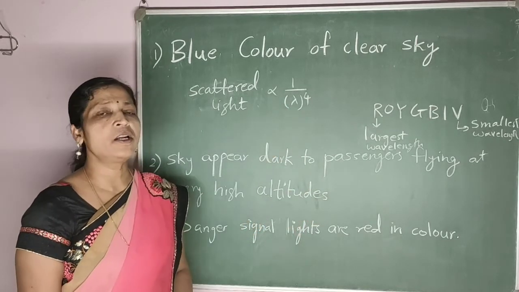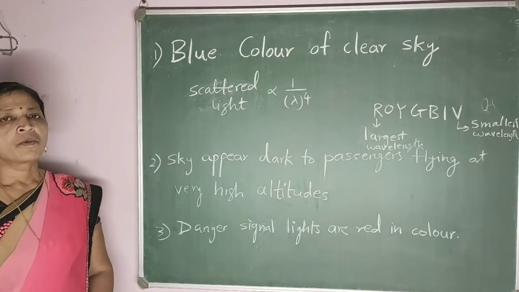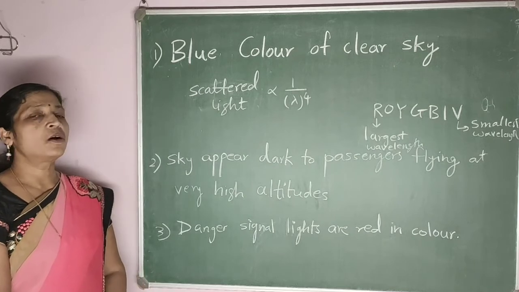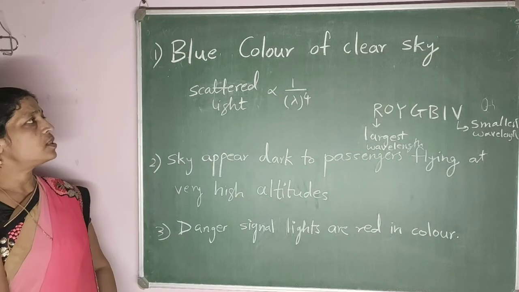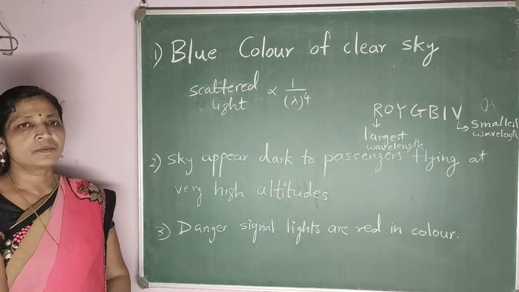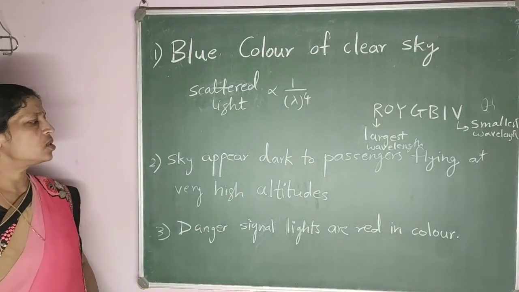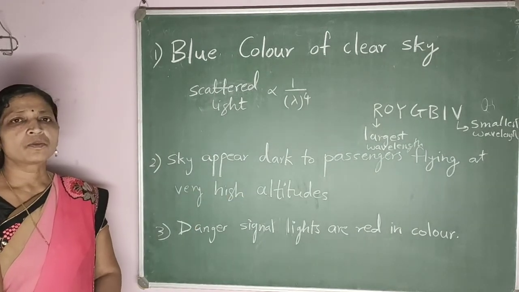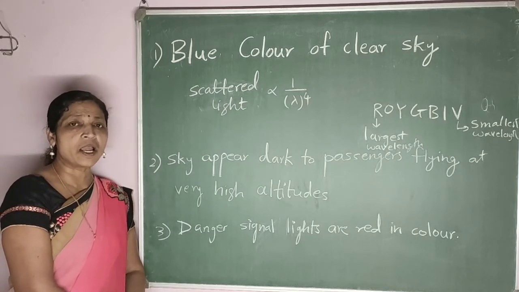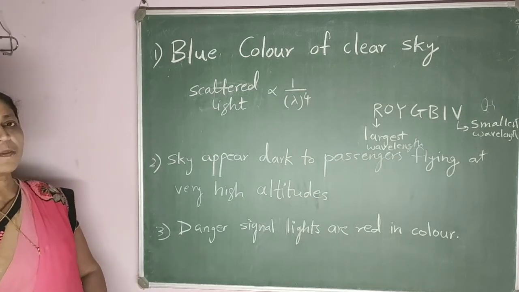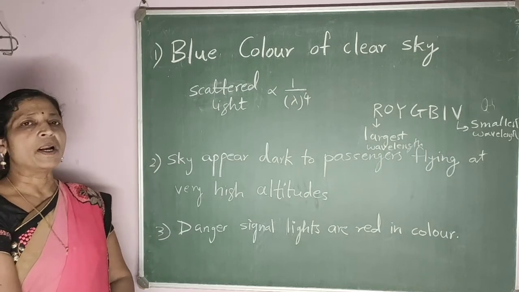Though the violet light is scattered more, our eyes are more sensitive to blue light. As the blue light is scattered more than other colors, we see the blue color of the clear sky. Now, why does the sky appear dark to passengers flying at very high altitudes? As you know, at very high altitudes, there is no atmosphere to scatter the light. So the sky appears dark to the passengers flying at very high altitudes, where there are very few particles in the atmosphere.